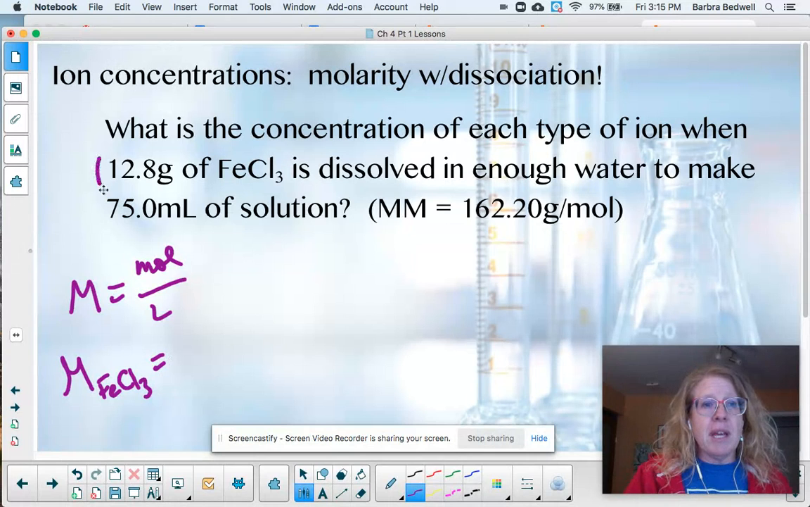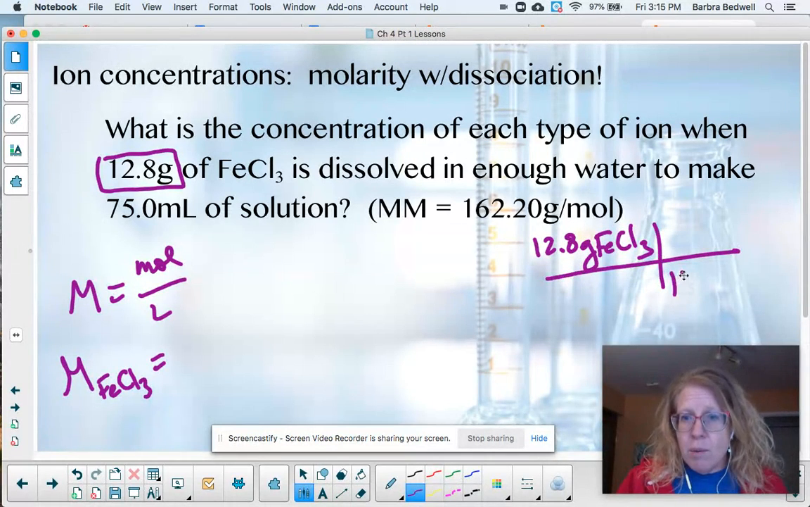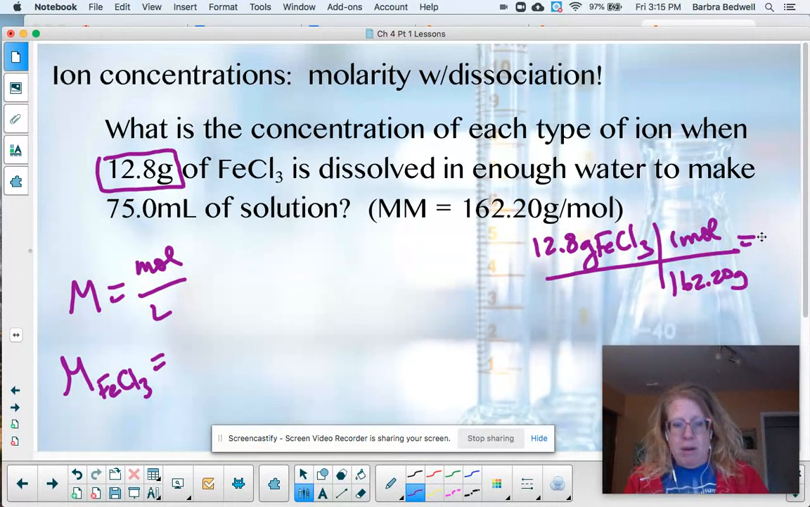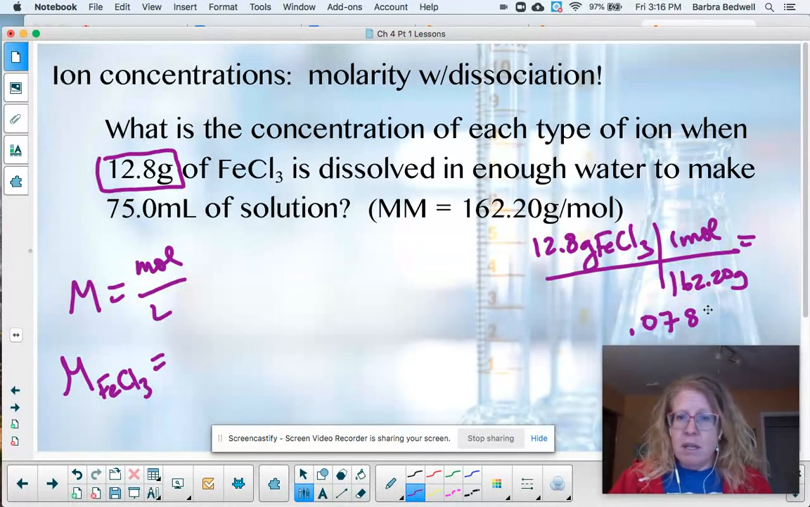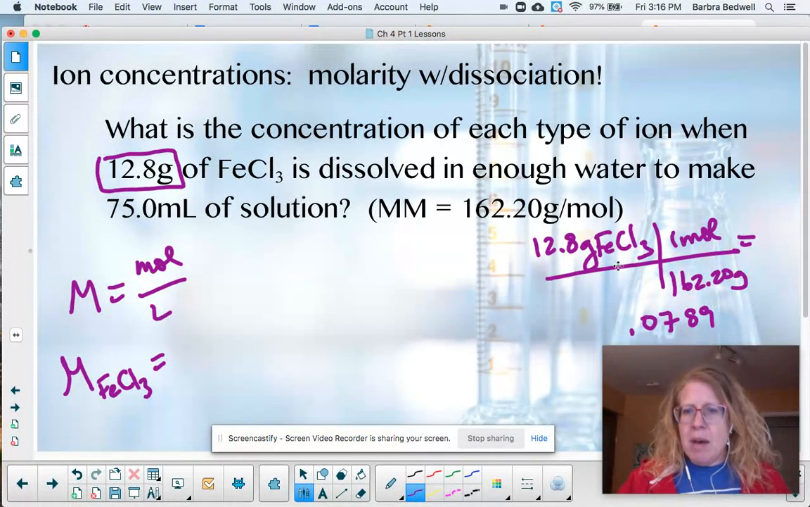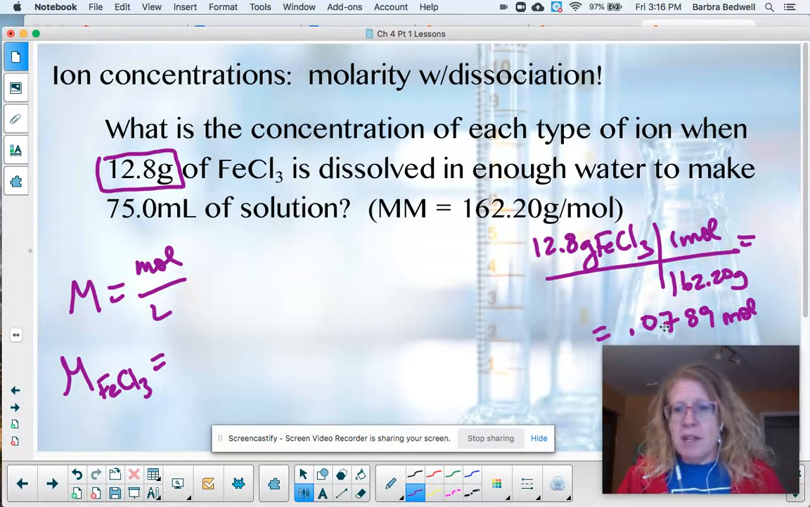So first thing I have to do is convert from grams to moles, right? So 12.8 grams of FeCl3, at 162.20 grams per mole. So that would be 12.8 divided by 162.20, which is not very many moles. It is 0.0789 to 3 sig figs. It's like 0.0789149, messy stuff after it. So that would be 0.0789 moles. The leading 0 again is not significant. That's a placeholder.